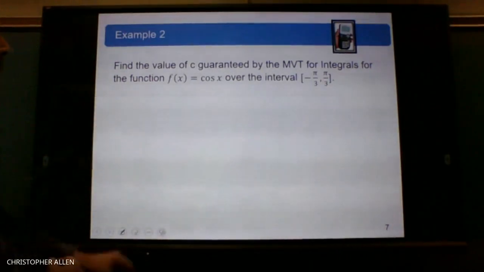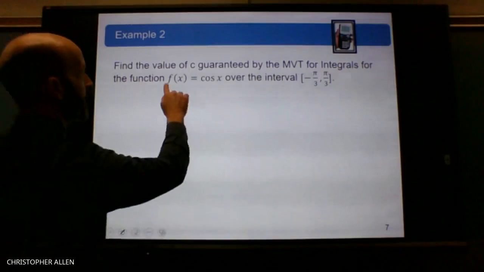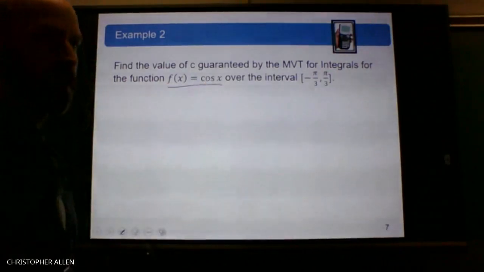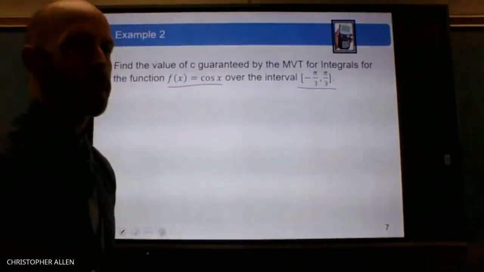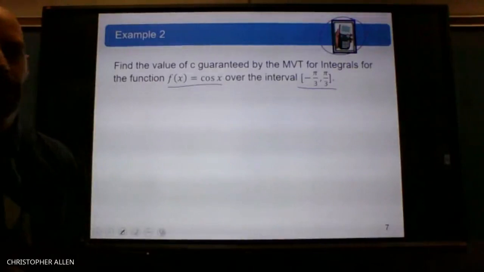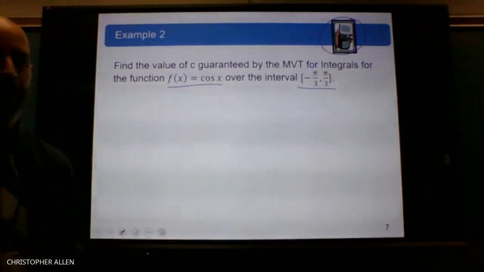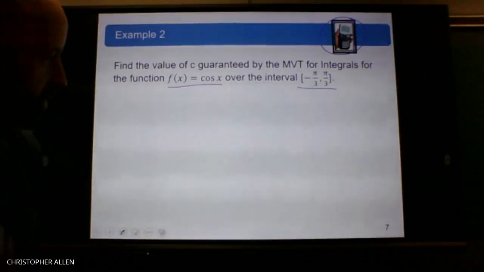It says, find the value of C guaranteed by the mean value theorem for integrals for the function f of x equals cosine of x. So there's our good friend cosine. And the interval is going to be -π/3 to π/3. And I'm encouraging you to use a calculator. So have fun. I'm going to give you, 3 minutes might do it.